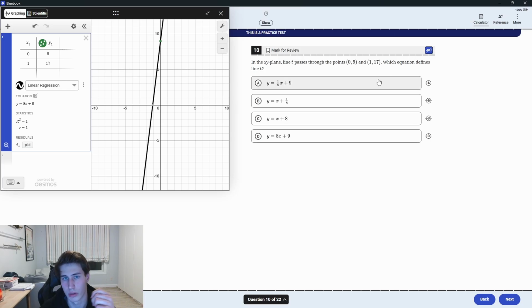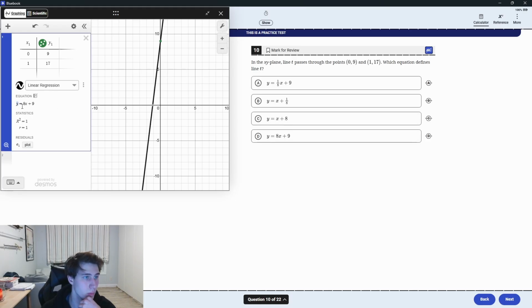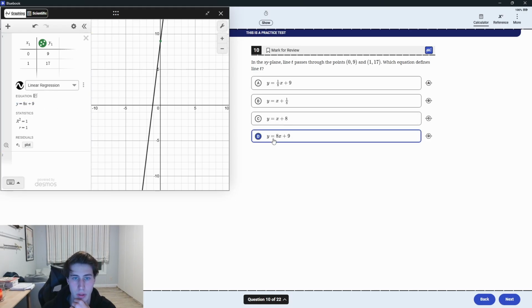So in this case, all our answer choices are in y equals mx plus b, which is linear regression. And we find y equals 8x plus 9, which is our answer choice D. So which equation defines this line? Y equals 8x plus 9, and that's our answer.